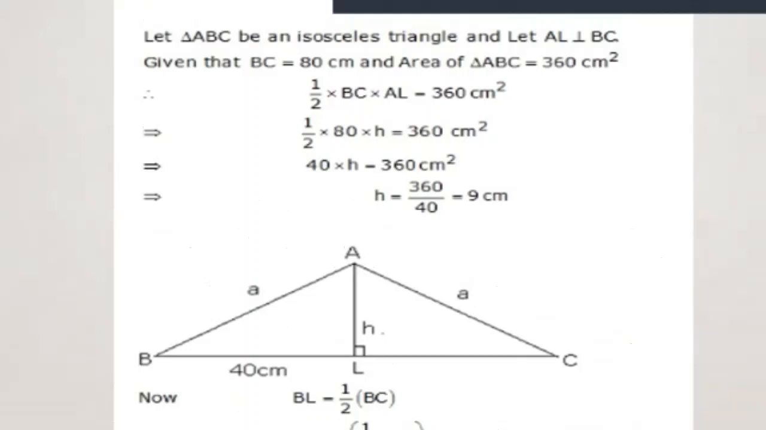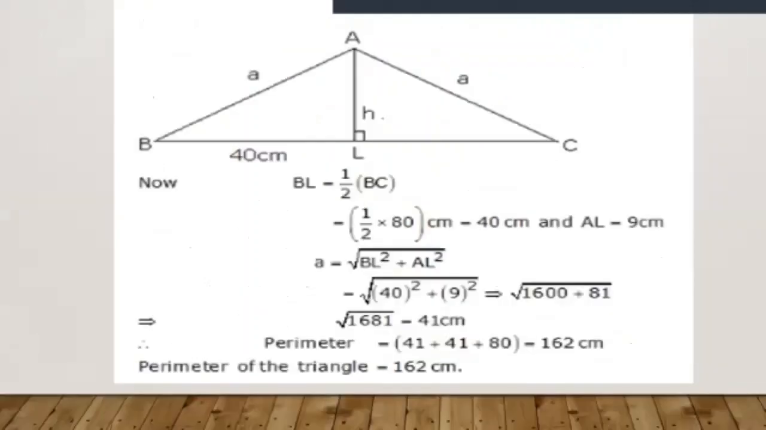Could you all find the height, H? Ma'am, is the answer 41, the side of the isosceles? Yes, it is 41, the equal side. And ma'am, perimeter is 162, right? Yes, 162.